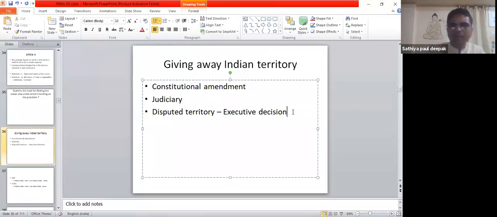Problem is solved. Now, smooth administration, that is okay. But at that time, the opposition party heavily criticized the government for doing it. Okay. Fine. But anyway, now giving away territory from India, a normal part of Indian territory, what is that? It is through a constitutional amendment.